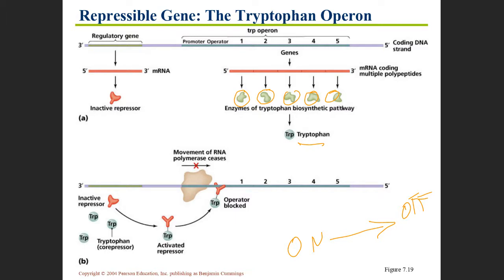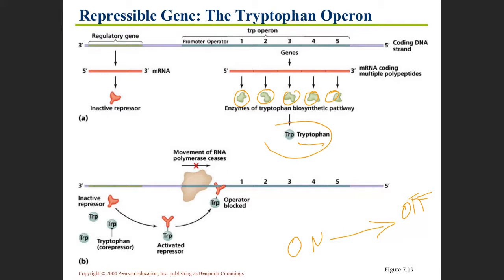A feedback mechanism is one in which the end result, the end product, is what controls whether the system is going to go on or is going to be stopped. When there is too much of the end product, then the end product itself is going to turn off the whole system. If there is not enough of the product, then the whole system keeps going and keeps making the product. Okay, so yes, it is a feedback system. Absolutely, it is. So the end product is going to be tryptophan. That's the end product of this whole process.